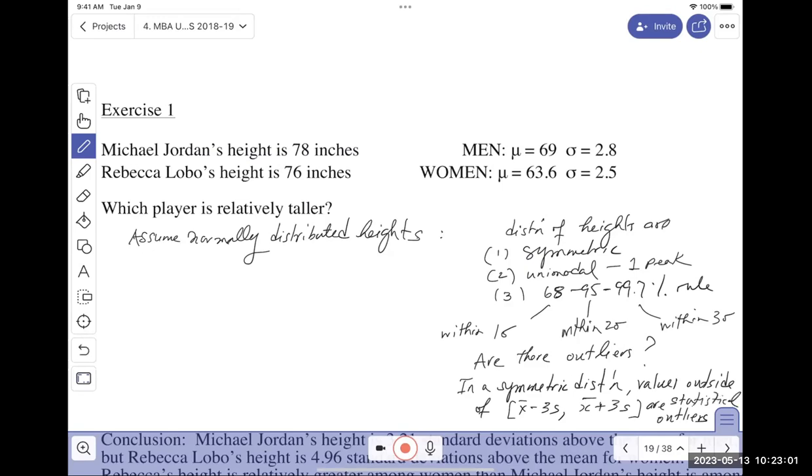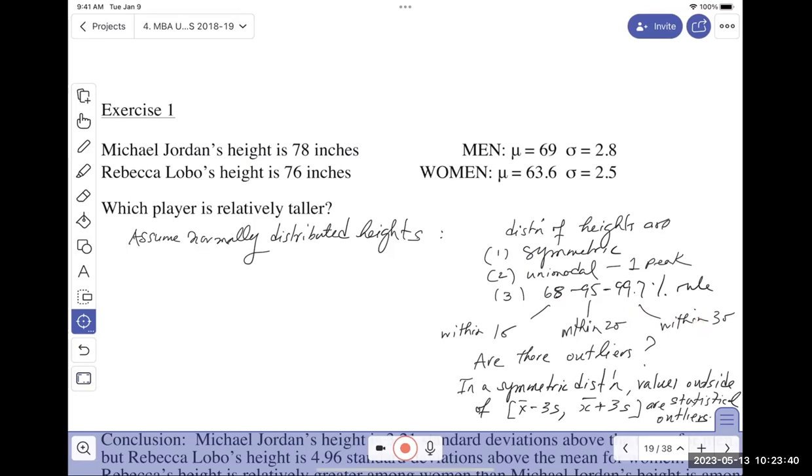This is what we said just less than an hour ago, I think. In a symmetric distribution, values outside 3 standard deviations of the mean are statistical outliers. So in a normal distribution, I told you that it's approximately, it doesn't have to be exactly, but approximately 68% are within 1 standard deviation, 95% are within 2, and 99.7% within 3.